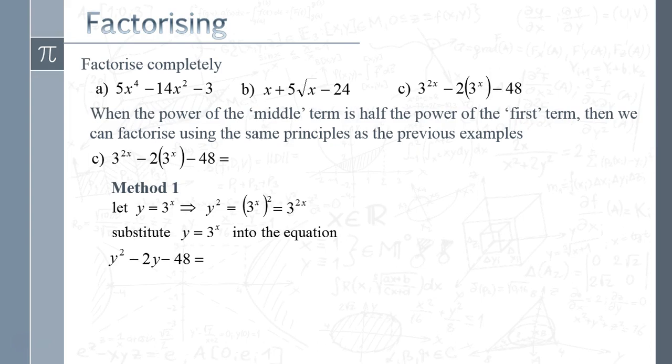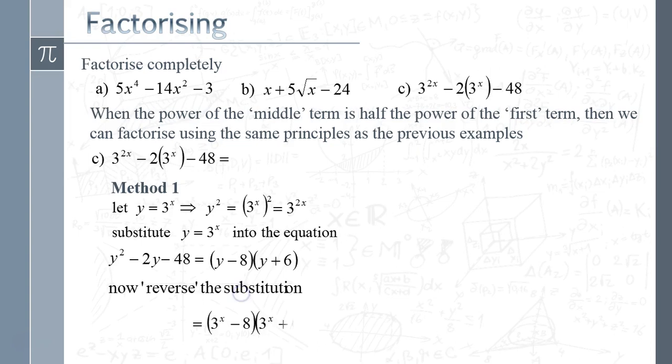And so now I'm just going to do the factorising. Two numbers that multiply to make 48 and add to make minus 2. That's going to be 8 and 6. And there it is factorised. But remember, the last thing you've got to do with this one is go back and effectively reverse that substitution, because you want your expression to be in terms of 3 to the power x. So we're going to take the y back out, put the 3 to the power x back in, and there it is factorised.